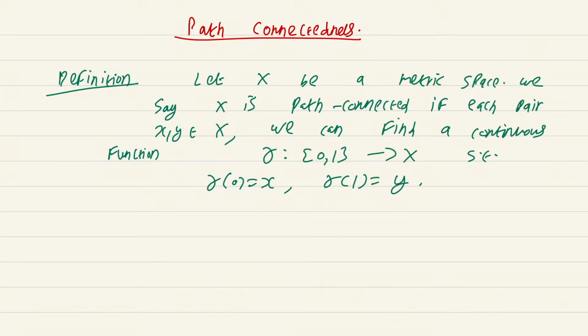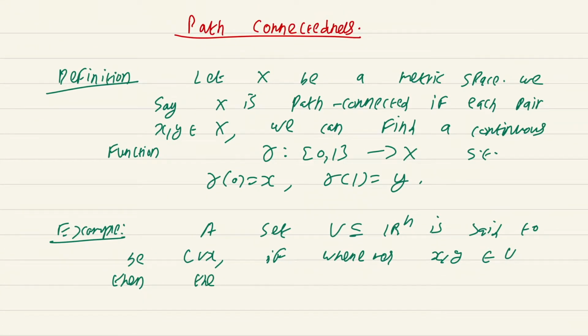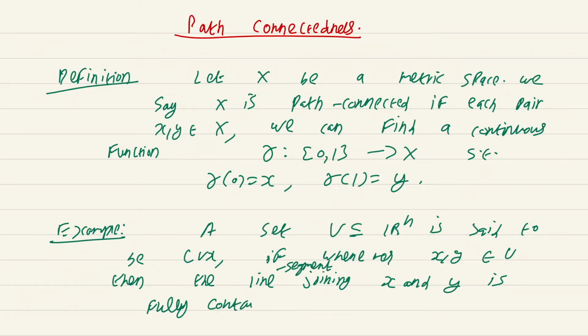Let's see an example. In fact, I'll give you an entire class of examples. A set U subset of R^n is said to be convex if whenever x, y is in U, then the line segment joining x and y is fully contained in U. So it's almost by definition that convex subsets of R^n are all path connected. It's straightforward, it just comes from the definition. Now to your heart's content, you can draw many convex subsets of R^n to see that there are plenty of examples of path connected sets.